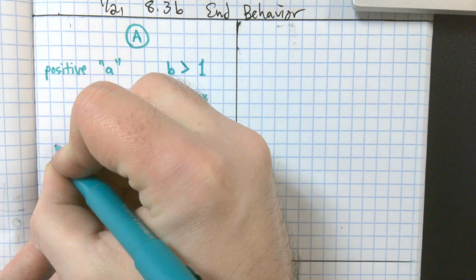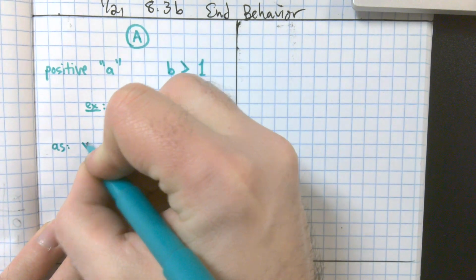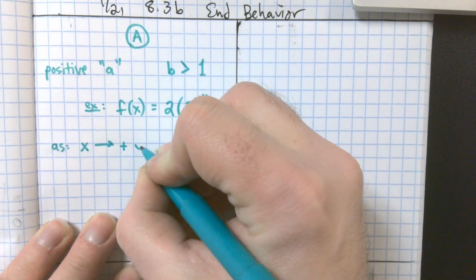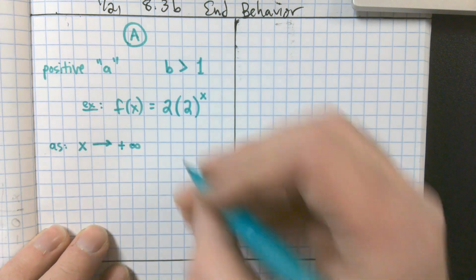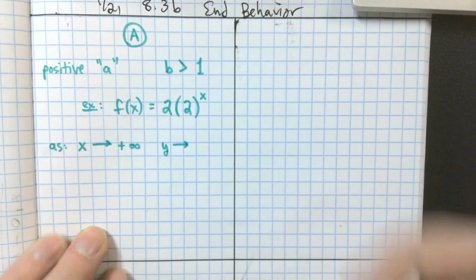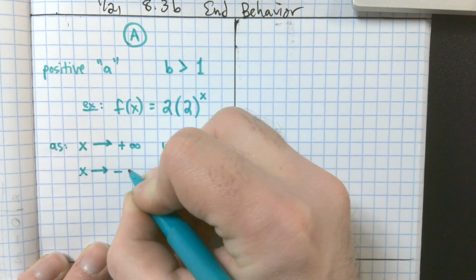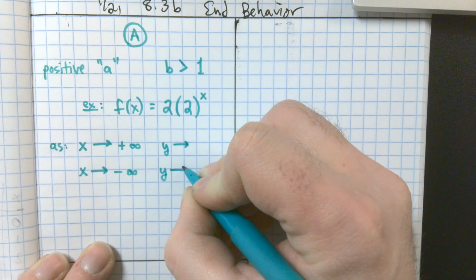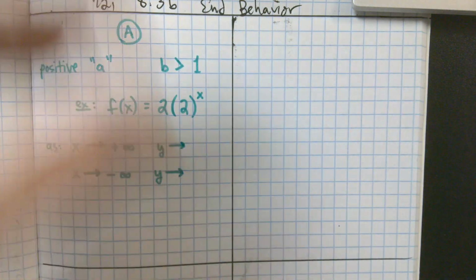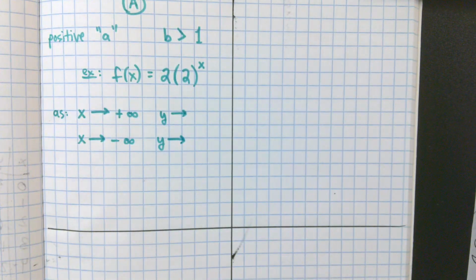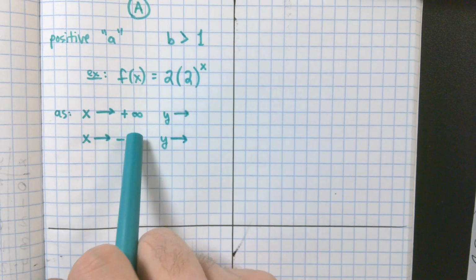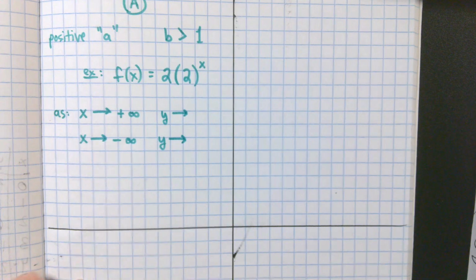We're going to say, as x approaches positive infinity, y is going to approach something. And as x approaches negative infinity, y is going to approach something else. Where on the graph am I looking if I'm trying to find x going towards positive infinity? What does that even mean?